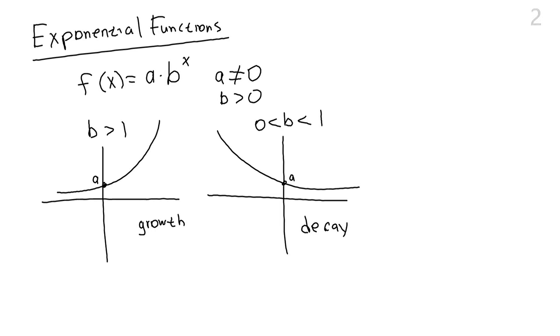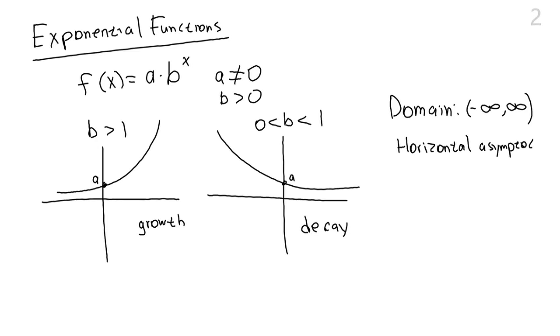In all of these cases, the exponential functions have the same features: the domain is negative infinity to infinity. Exponential functions are defined everywhere. Another feature is that there is a horizontal asymptote at y equals 0. Whether it's growth or decay, an exponential function is going to have its end behavior such that it tends towards 0.